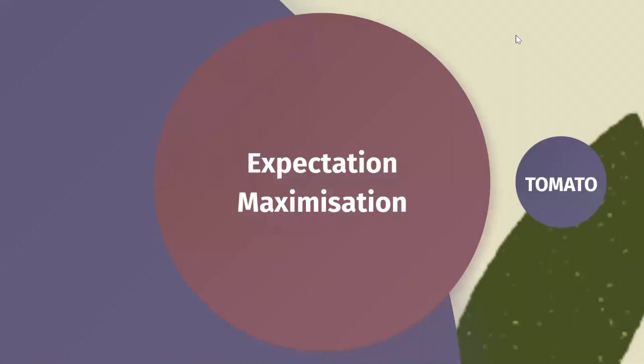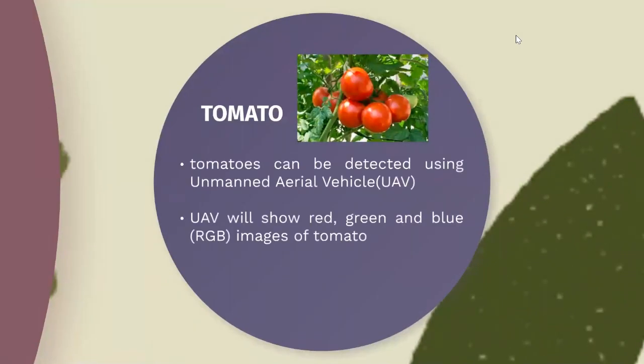The last one is expectation maximization. This is an algorithm which can help in detection of tomatoes using an unmanned aerial vehicle (UAV). The UAV will show red, green, and blue (RGB) images of tomato.